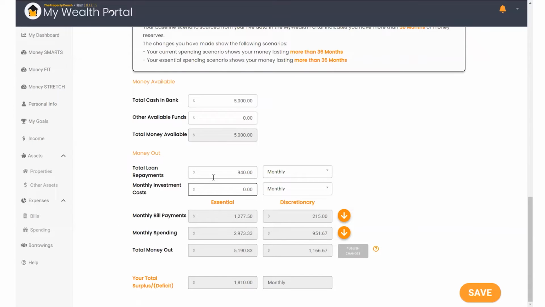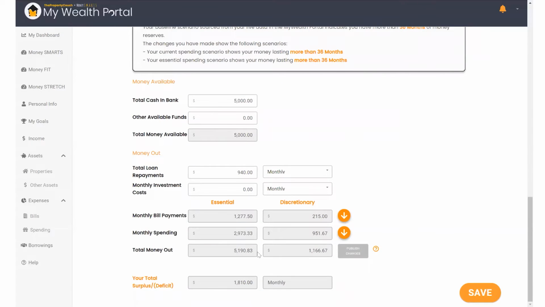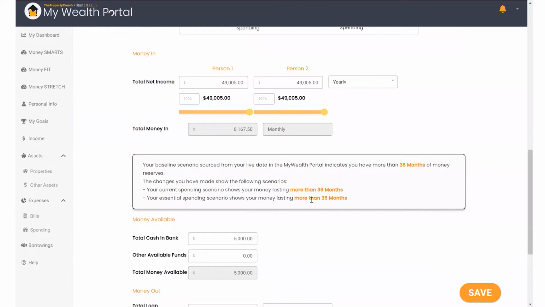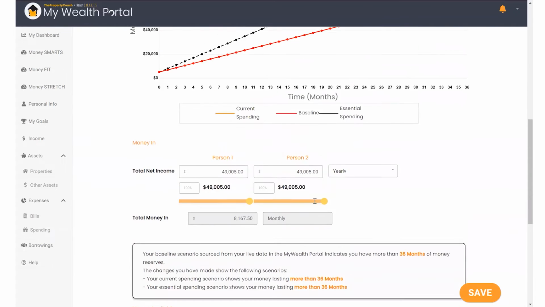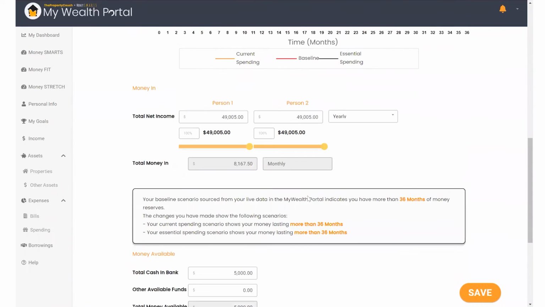So overall, with the money coming in, which was the 8,000, and the money going out, we have $1,810 of monthly surplus. So when you read here, it says, how long will your money last you? Well, there's ample reserves of 36 months or greater. That's because we're not going into negative. We're obviously bringing more money in than we're actually spending.